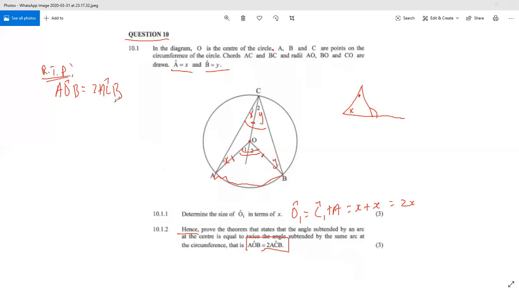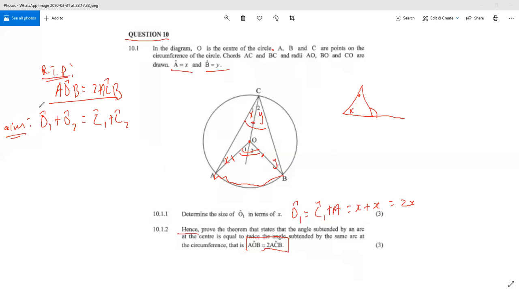So what I'm going to do here is use the same strategy I used in 10.1 to prove this, and you can see why it is 3 marks. I have AOB, which is essentially O1 plus O2. And I must show basically that this thing is C1 plus C2. That is my aim, to achieve that.